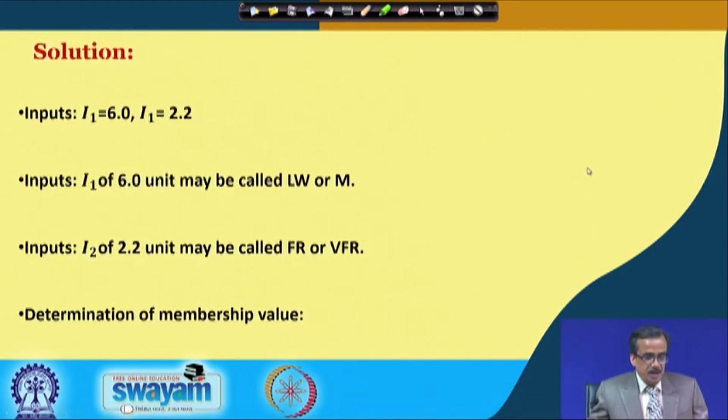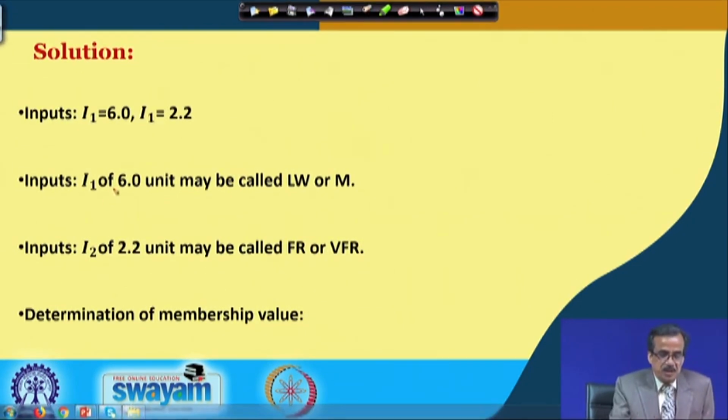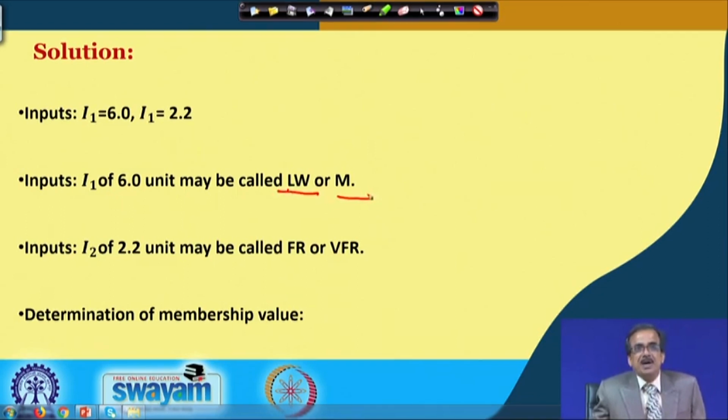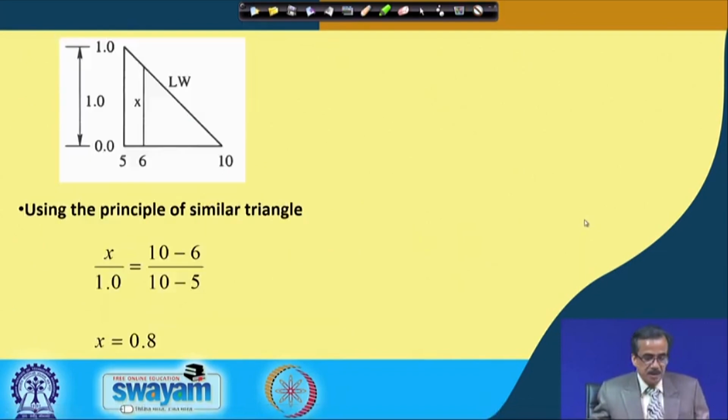Now, here, we have got that I 1 is equal to 6.0. So, it may be called either low or medium. Similarly, your I 2, that is 2.2, can be called either far or very far. Now, once you have got this particular mu value, let us see how to determine the mu value, and that I am going to discuss once again.